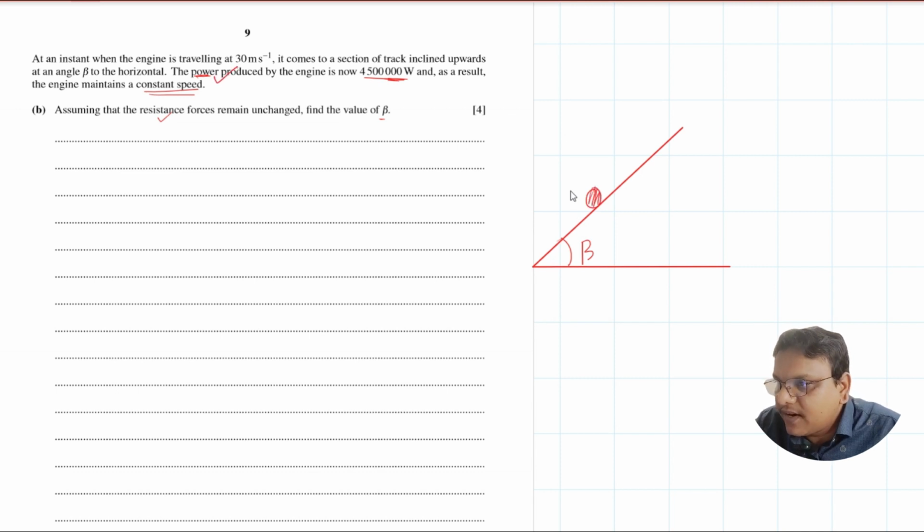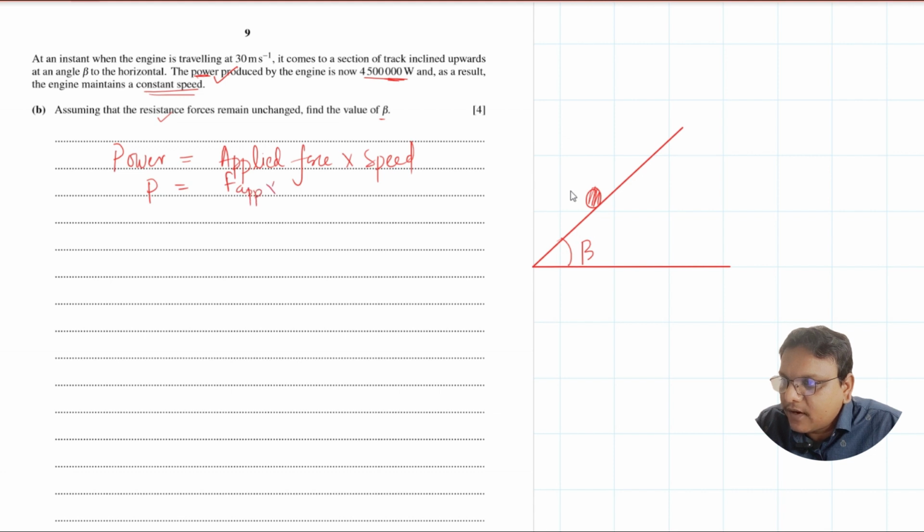So power is given, right? Power produced by this one, so we can say the formula, that is power is equal to applied force times speed. Okay, so P is equal to force applied times speed, that is velocity V. So power is given, 4500000 watt, is equal to applied force, which we need to find out. Speed is given, I think that is 30 meter per second, right?